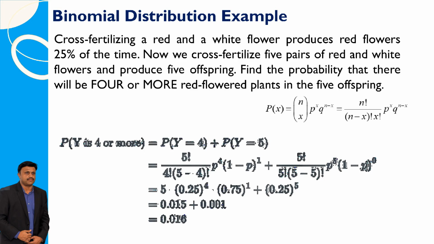Cross-fertilizing a red and white flower yields red flowers 25% of the time. When crossing 5 pairs of red and white flowers to produce 5 offspring, the probability of obtaining 4 or more red-flowered plants among these 5 can be determined using the binomial distribution, which results in a probability of 0.016.